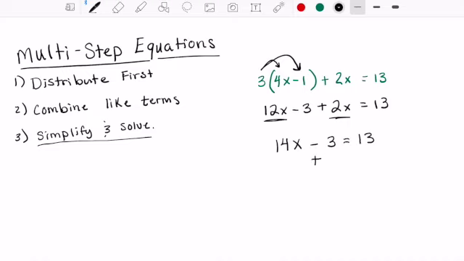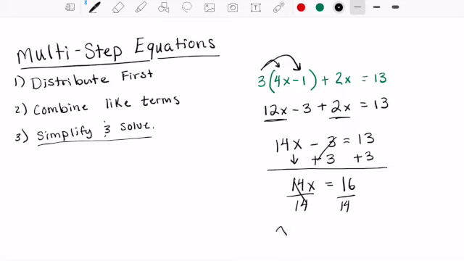I'm going to add 3 to both sides, because I'm trying to get my variables on one side, all my numbers on the other. I can bring my 14x down. 13 plus 3 gives me 16. Go ahead and divide both sides by 14. So I want to get that variable by itself. That's going to give me x equals 16 over 14. And we can be good mathematicians here, and we're going to simplify that down so that I have 8 over 7.